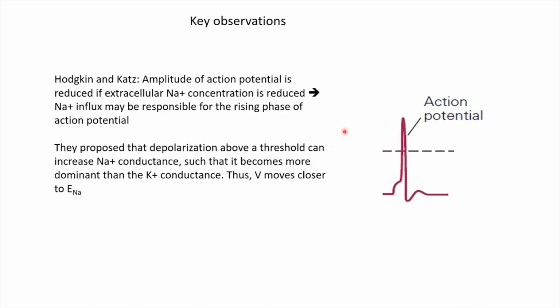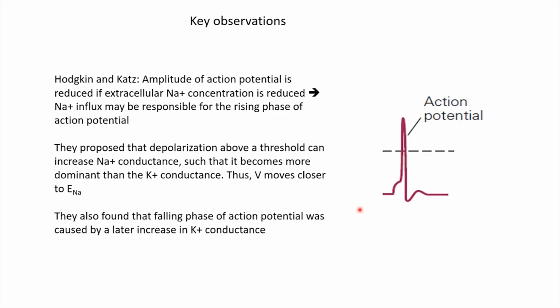Later, it was also found that if you have a depolarization that is larger than a threshold, then sodium conductances increase. And therefore, if the sodium conductance becomes larger than potassium conductance, then the membrane potential could go towards the equilibrium potential of sodium, which is generally high, around plus 55 millivolts or so. So that might cause increase in the membrane potential.